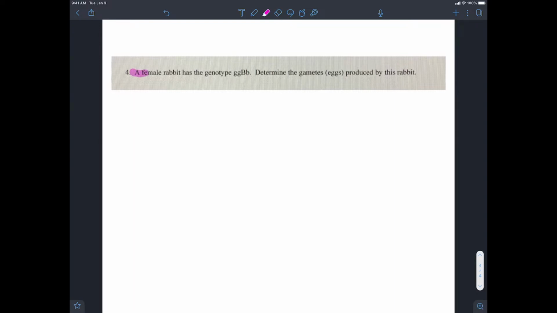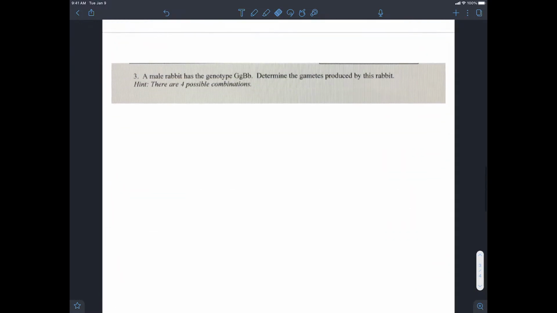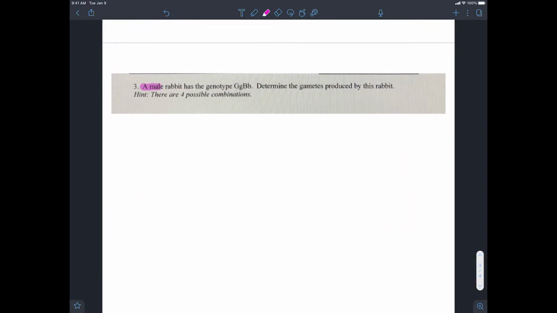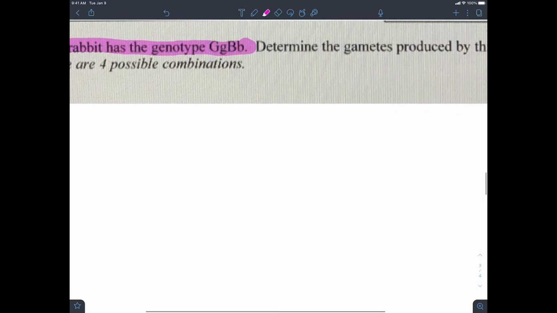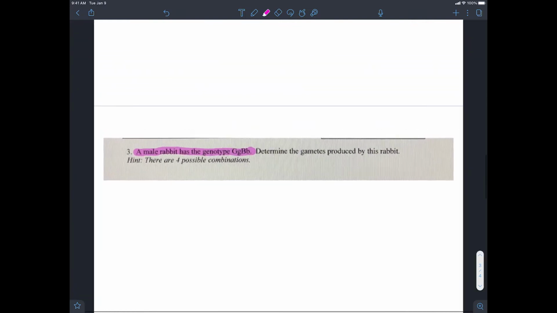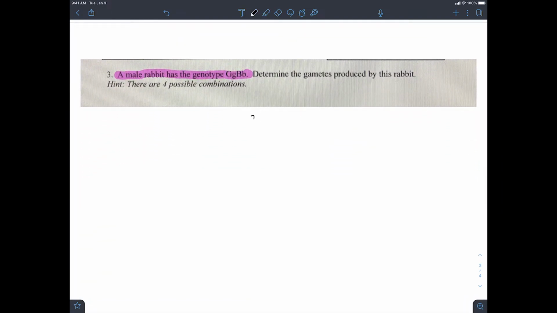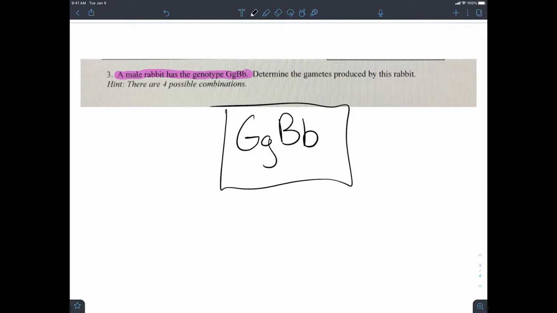A female rabbit has the genotype GG. Well, you want to know what? I don't like this one. We're going to go to this one. A male rabbit has a genotype of, and I'll zoom in, capital G, lowercase g, capital B, lowercase b. So I'm going to write this out here. All right. We are now going to take this and divide this into sex cells, into gametes, for this case, since it's a male rabbit, we are going to divide this into 4 sperm cells.